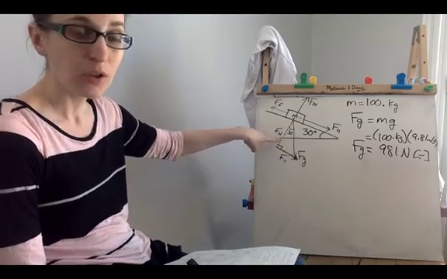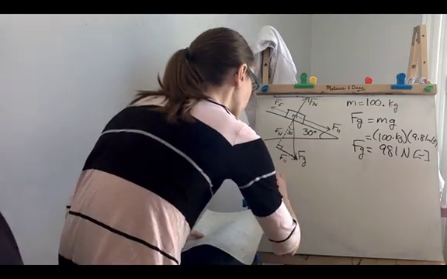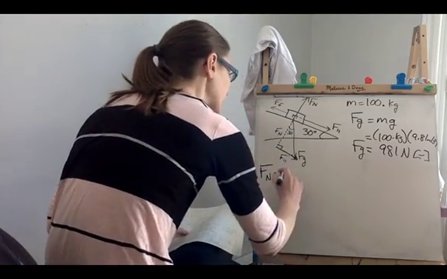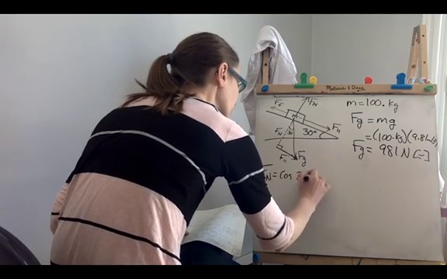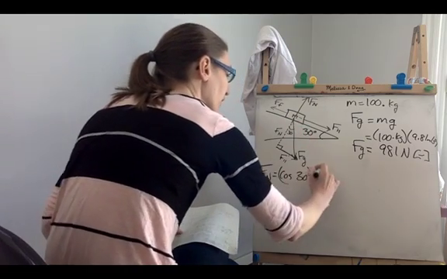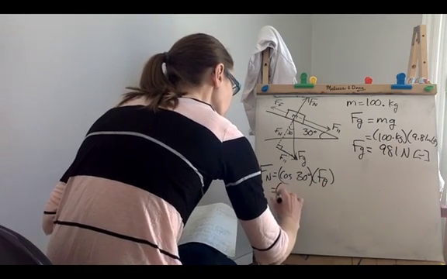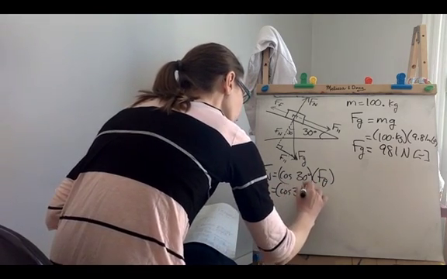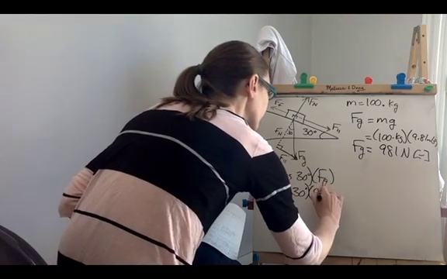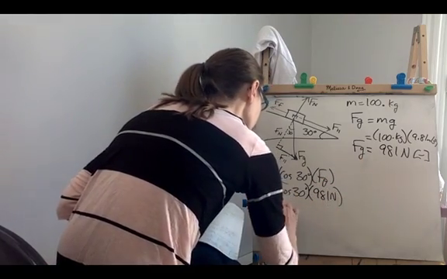Now our normal force is, according to this 30-degree angle, the adjacent side of that right triangle. So that means that our normal force here would be found by taking the cosine of 30 degrees and multiplying it by the hypotenuse, which is the force of gravity. Okay, so doing that, we take cos of 30 degrees and we multiply it by 981 newtons.